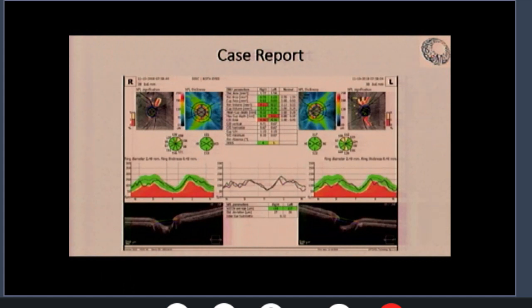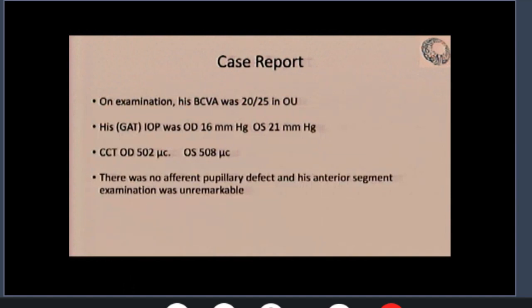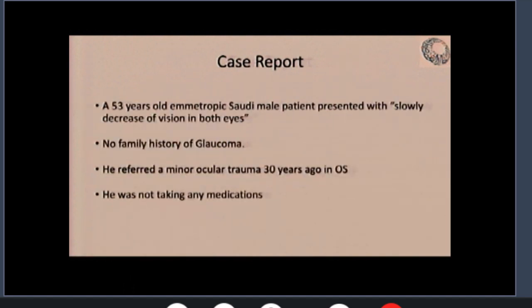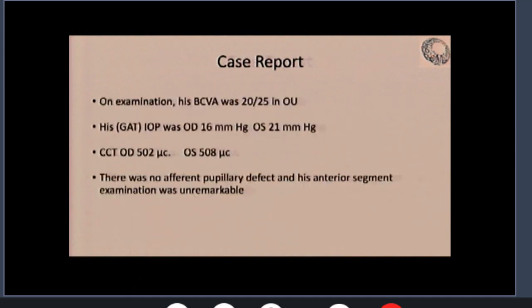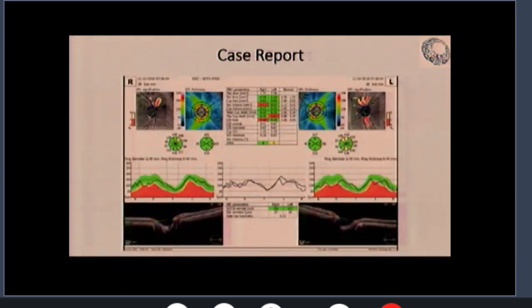How did you arrive at the conclusion that it's angle recession glaucoma? Starting from the history of trauma 30 years ago, and then from the clinical exam, IOP is a bit on the higher side in the left eye, but mostly the absence of other causes of secondary open-angle glaucoma, and the gonioscopy finding in this patient is suggestive of angle recession. Good.